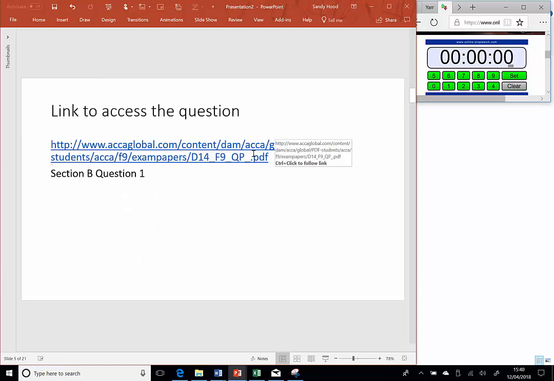Now, if you want to get hold of this particular question, you can use the ACCA Global website, and here is the link. It's section B, question 1. Otherwise, if you're using the Kaplan book, it's in the exam revision kit, and it's question 9. Well, it's the first 3 parts of question 19. They've brought together 2 old questions into a 20 marker, whereas I'm just sticking with the first 10 marks. Okay.